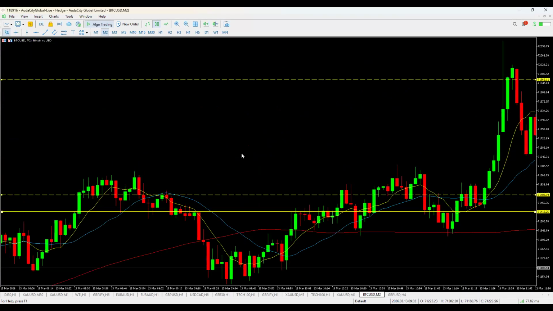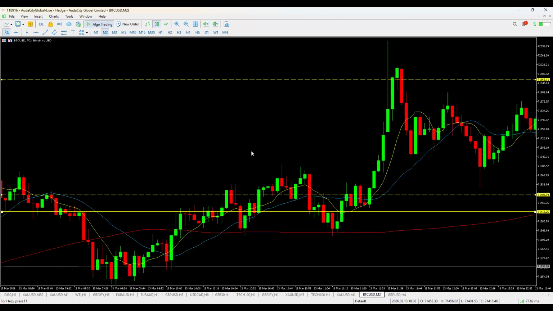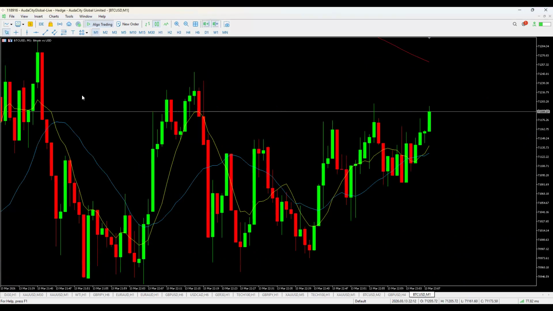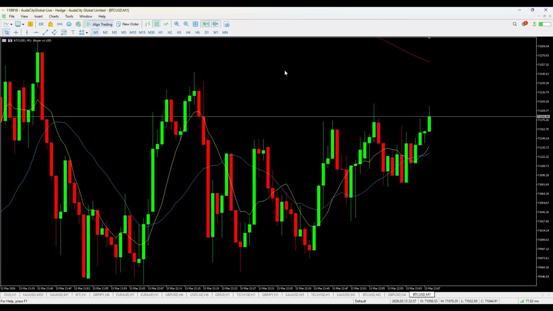Yes. Okay, so we can see another example of a two-leg move. This is BTC. It's a bit busy here, so let's see if we can get a naked chart.